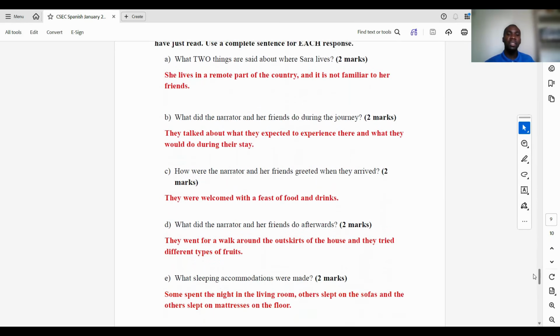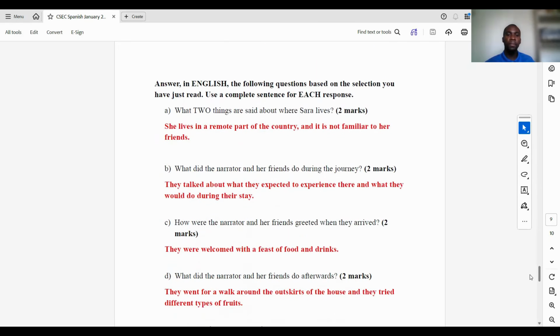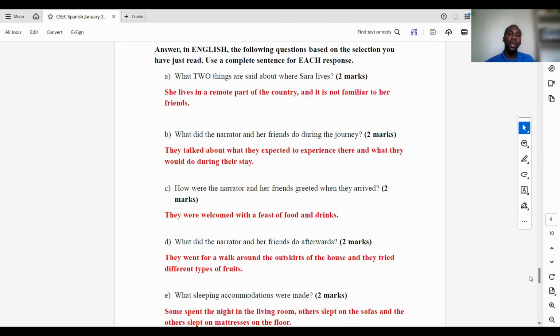D, what did the narrator and her friends do afterwards? Después fuimos de paseo por los alrededores de su casa. So afterwards, we went for a walk around the outskirts of the house, los alrededores. Y probando diferentes tipos de frutas de su enorme huerta. And they tried different types of fruits from her enormous garden. So huerta is like jardín, so that's garden, right? So those were the two things that they did. They went for a walk around the outskirts of the house, and they tried different types of fruits.